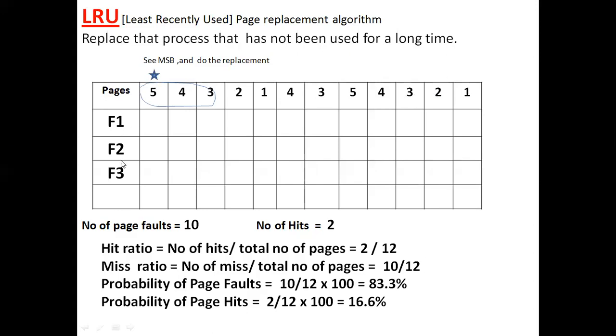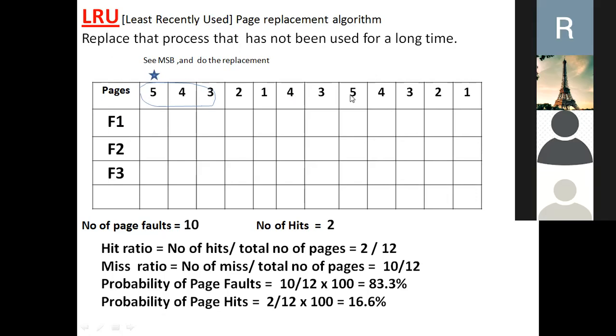And how many frames have we been given here? 3. So we have 3 frames, F1, F2, F3. And all these frames belong to which kind of memory? Main memory. Remember this: all these frames are nothing but the memory blocks or locations in the main memory, whereas these pages will be in the physical memory. Using this LRU replacement algorithm, I need to allocate the frames for these pages.